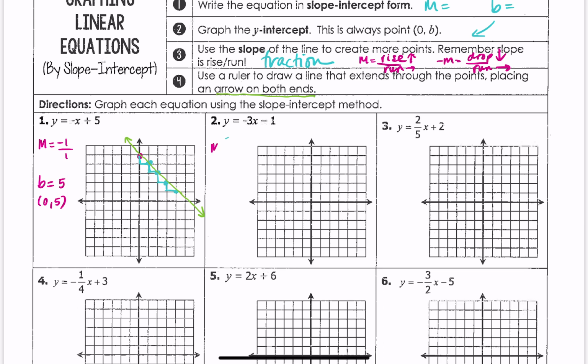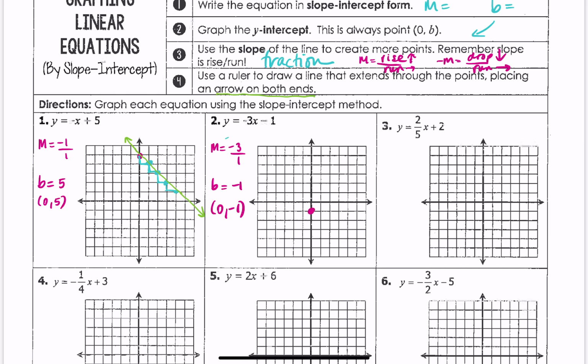Let's look at our m. It's -3, but I'm going to turn it into a fraction because I need a rise and a run, or a drop and a run. And then my b is -1. So that means my y-intercept is (0, -1). That's where it crosses the y-axis. So that's my first point I'm going to draw, (0, -1).